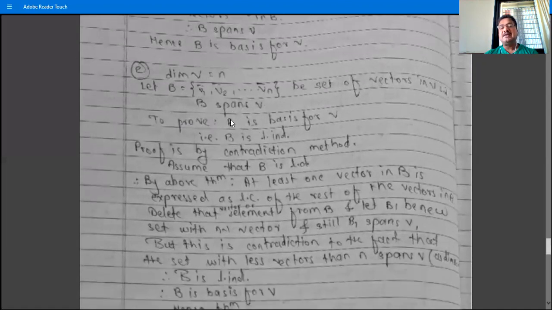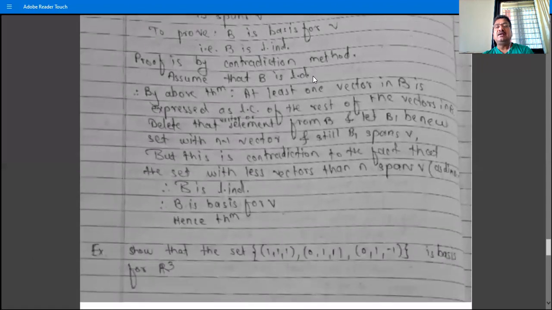we have to show B is linearly independent, because B already spans V. So in order to show B is a basis for V, we have to show B is linearly independent. The proof is by contradiction. We assume that B is not linearly independent, that is, we assume that B is linearly dependent.